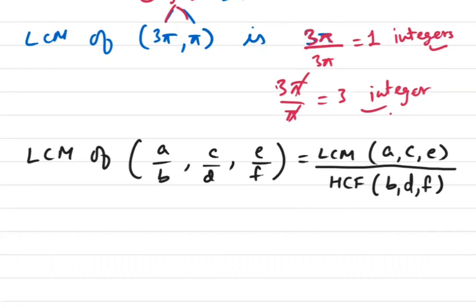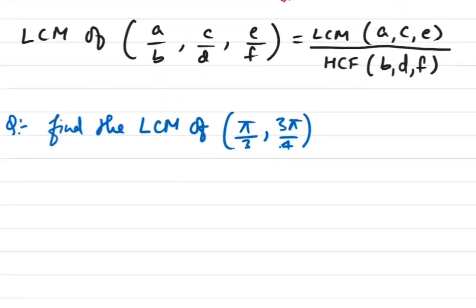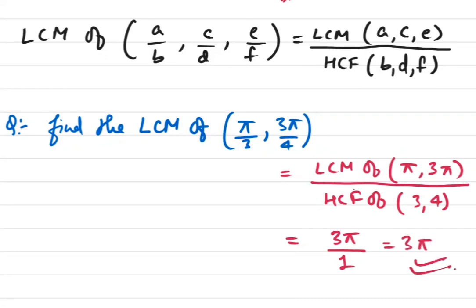So let's quickly take one question. The question says: find the LCM of pi over 3 and 3 pi over 4. First thing is to see whether these two numbers belong to the same category or not. Pi and 3 pi do belong to the same category. Now what is the theorem here? The answer is the LCM of the numerators, that is pi and 3 pi, over the HCF of the denominators, that is 3 and 4. What is the LCM of pi and 3 pi? Isn't it 3 pi? And what is common between 3 and 4? The HCF of 3 and 4 is 1. So what is the answer? 3 pi. This is the answer.